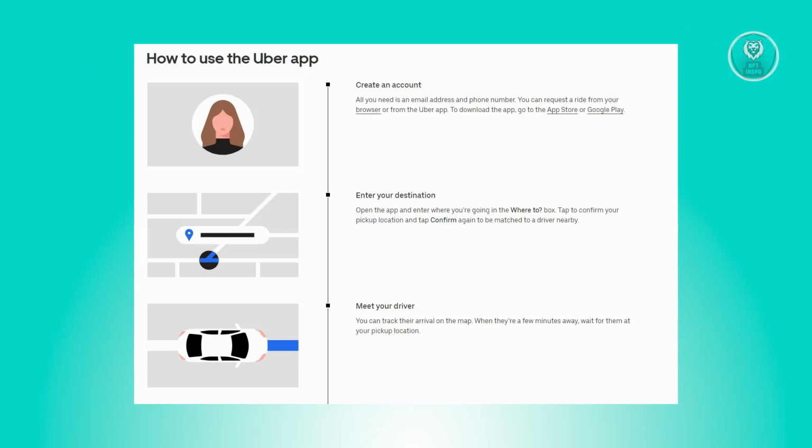So there's a few things you need to do here and make sure that you have for you to start using the Uber app. So first things first is you need to register for an account. Simply provide your email address and phone number to create an account and you can request a ride either from the web browser or using the Uber app. Now to install the app, visit App Store or Google Play.